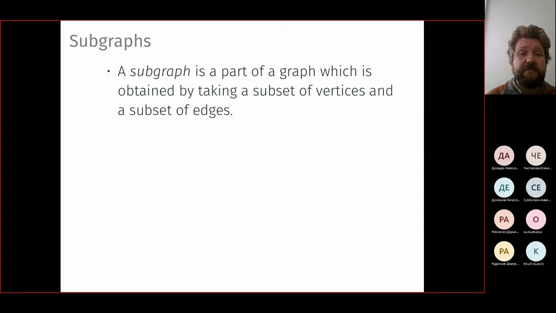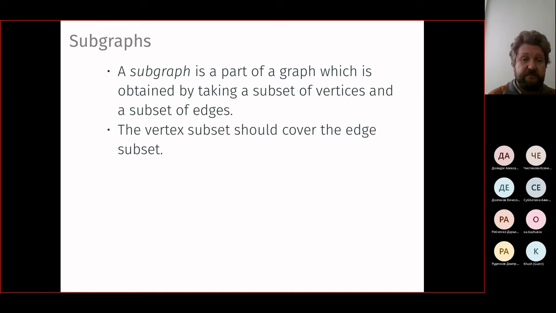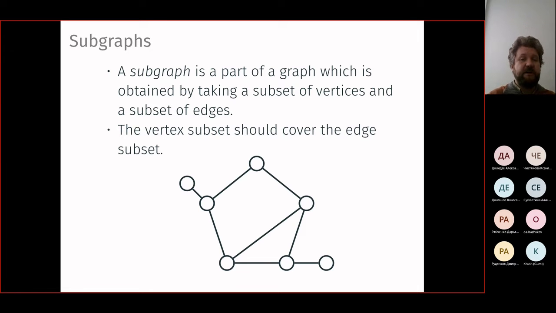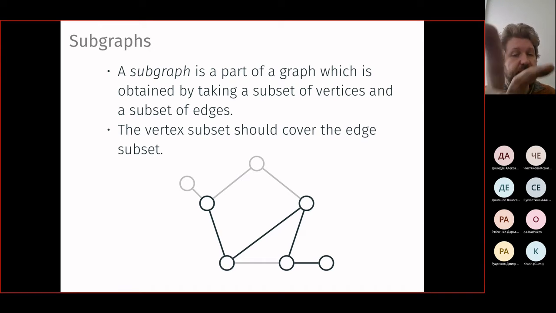Now subgraphs. Well, a subgraph is part of a graph which is obtained by taking a subset of vertices and a subset of edges. And the vertex subset should cover the edge subset. So if we take an edge in the subgraph, we should also take both its ends. So for example, this is a graph, and we took a subgraph. So we could say that we removed some edges and we removed some vertices.